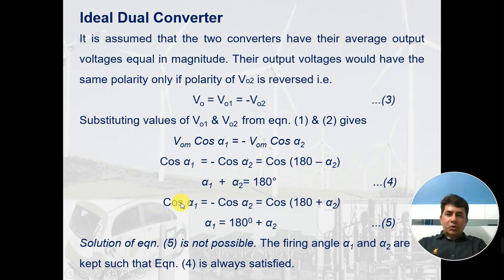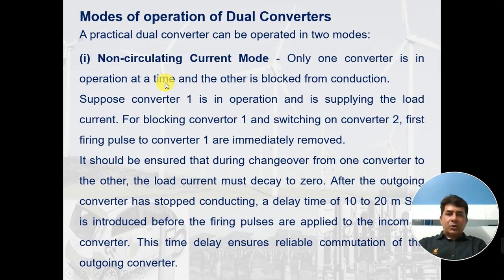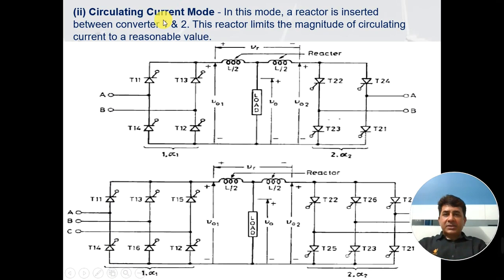There can be two modes of operation. One is non-circulating current mode. In non-circulating current mode, only one converter is operated at one time, while the other converter is kept idle. And the other mode is circulating current mode. In this mode, both the converters are operated simultaneously, and the firing scheme is kept such that alpha 1 plus alpha 2 equals 180 degrees.